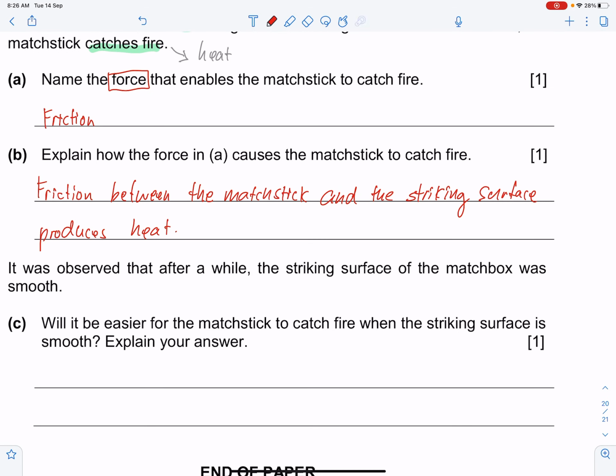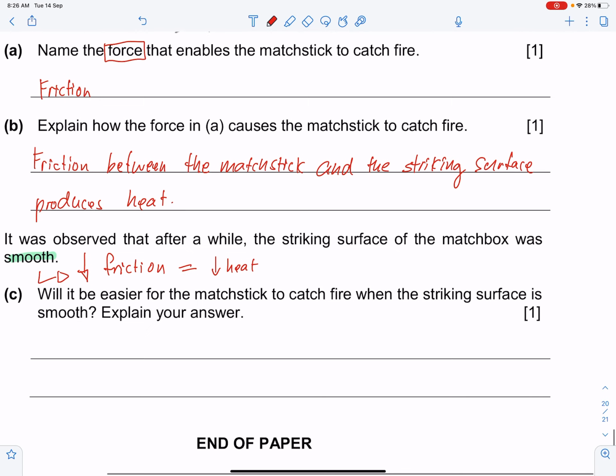Next. It was observed that after a while, the striking surface of the matchbox was smooth. When I see the word smooth or smoother, I know that there is a decrease in friction. So I'm going to annotate that. Would it be easier for the matchstick to catch fire when the striking surface is smooth? So when there is less friction, it also means that there is less heat that is being produced. So if there's less heat, isn't it more difficult to catch fire? So you have to answer, no.